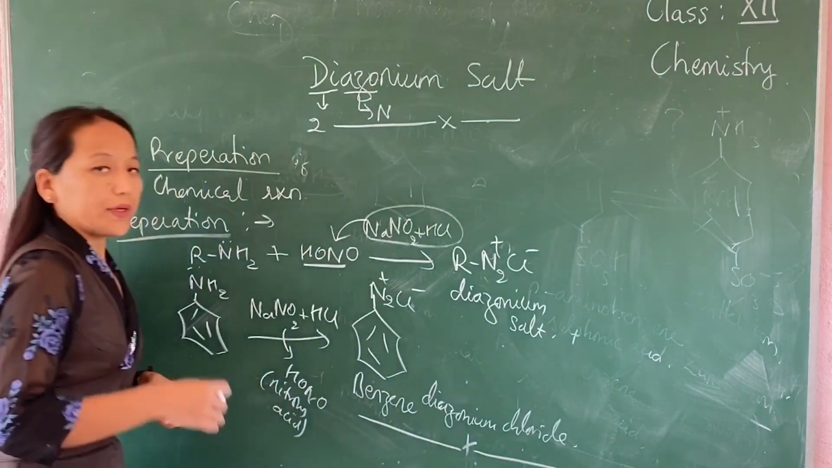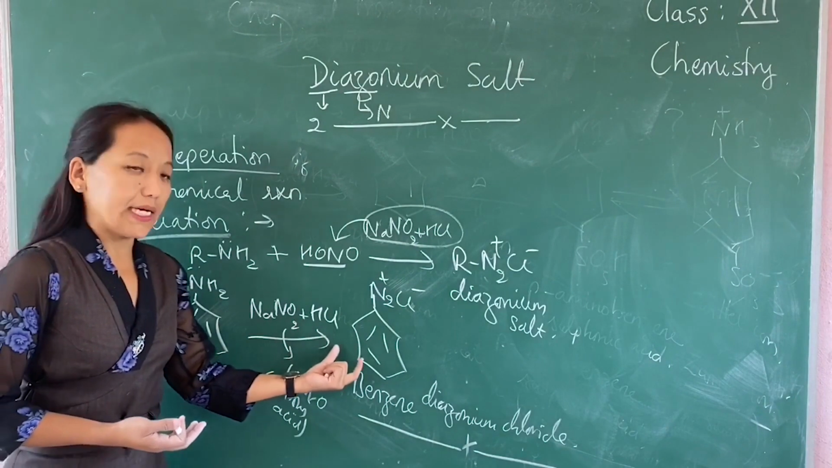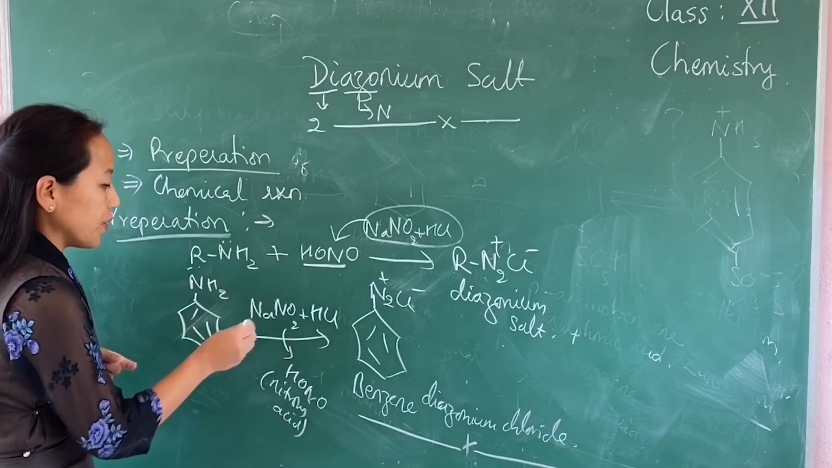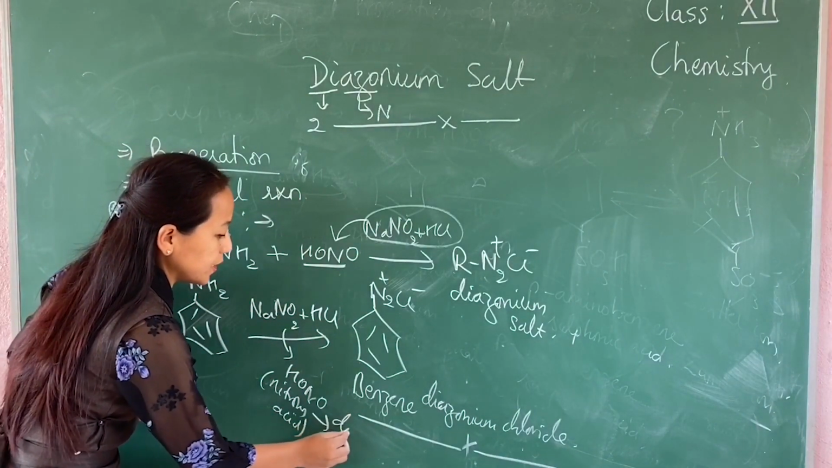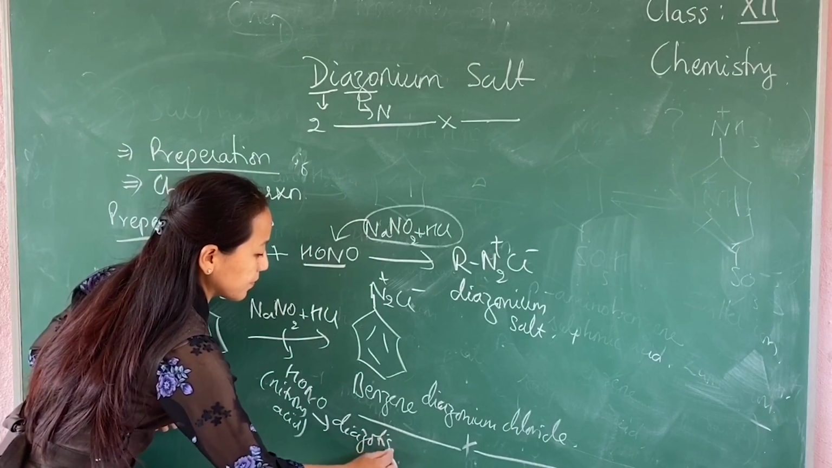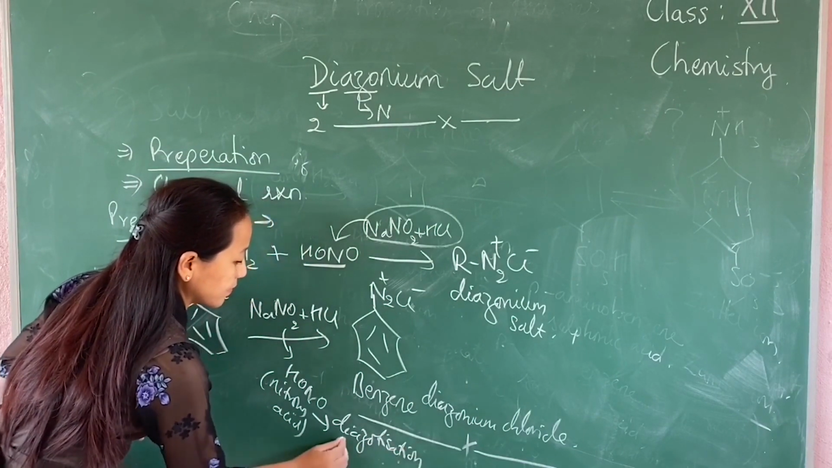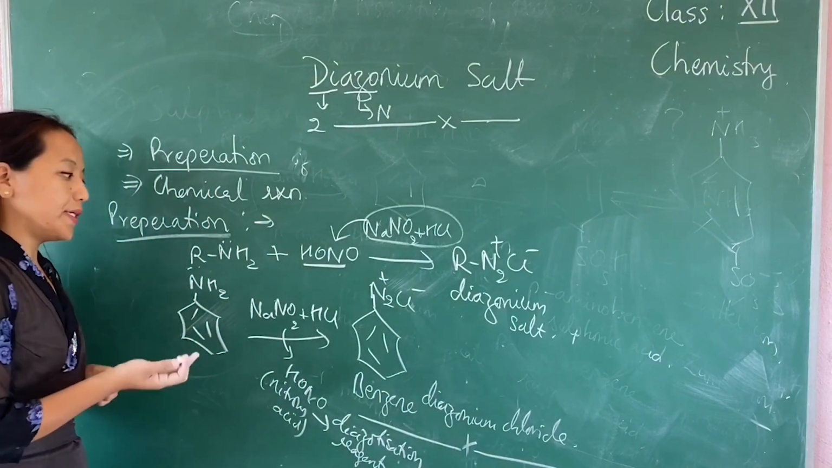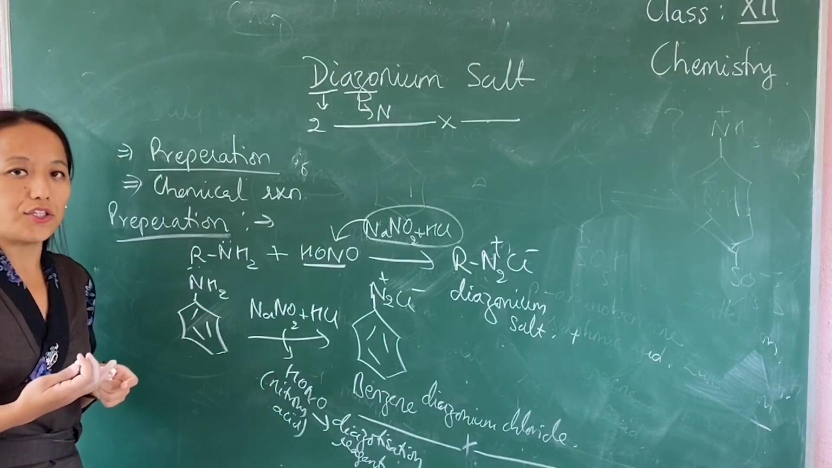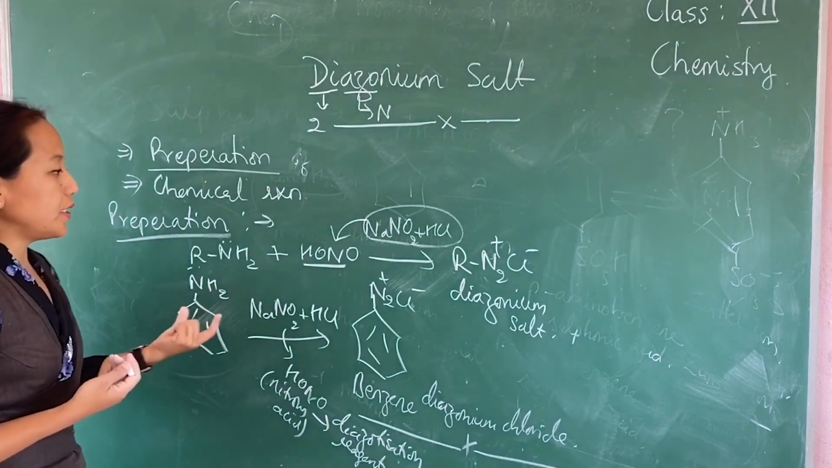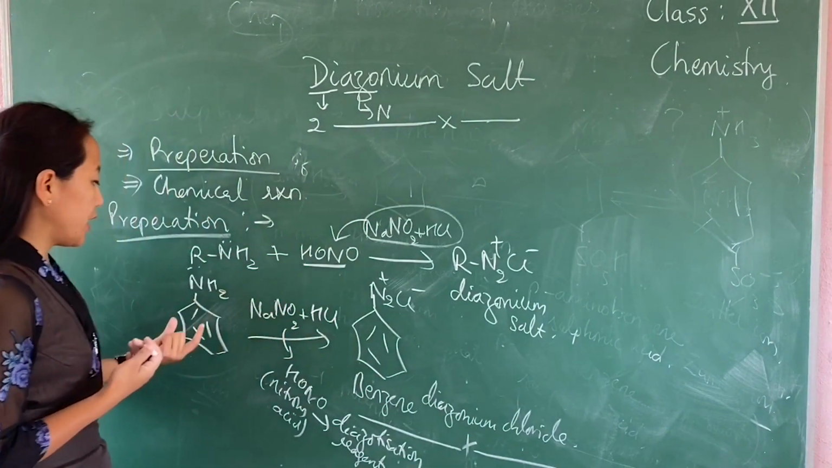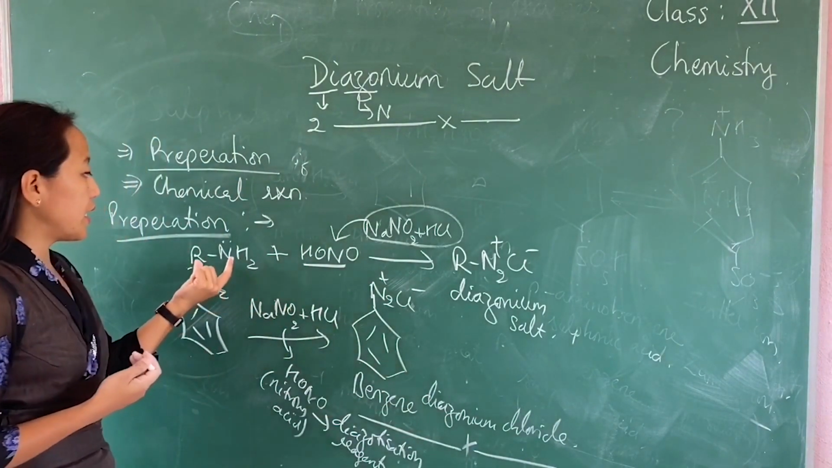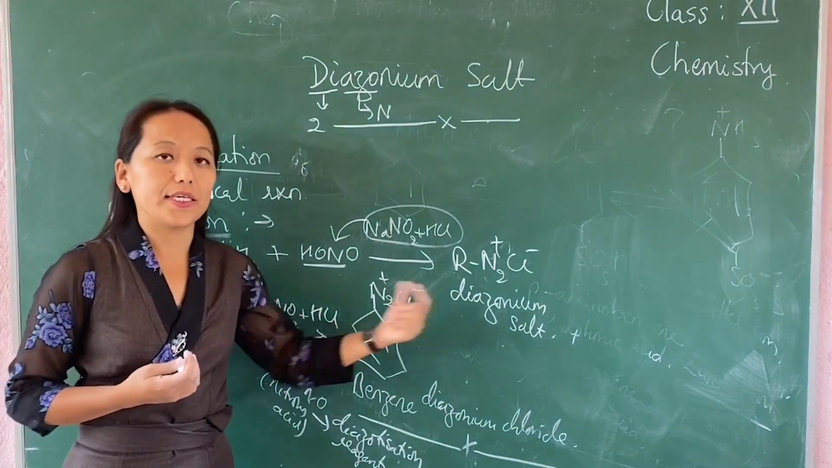That's how you are converting amines to a diazonium salt, by treating with NaNO2 plus HCl, because of which this is called as diazotization reagent. NaNO2, sodium nitrite plus HCl acts as a diazotization reagent which converts amine into diazonium salt. If you are taking an aromatic compound, you will get an aromatic diazonium salt. If you are taking an aliphatic amine, you will get an aliphatic diazonium salt.